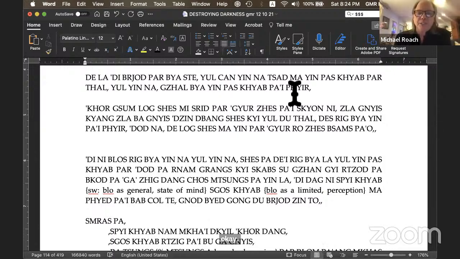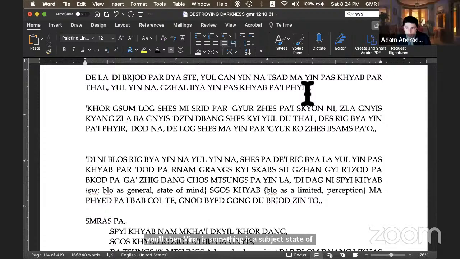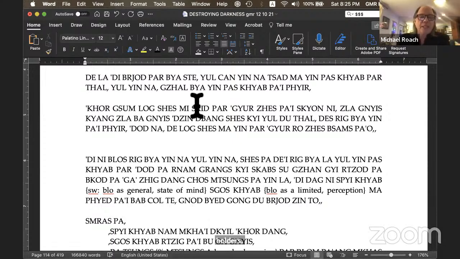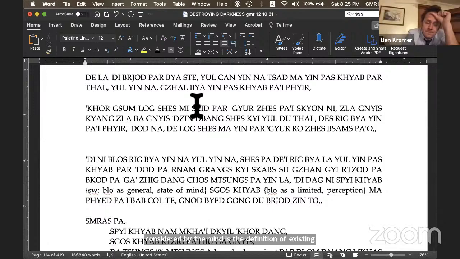If something is a subject state of mind, it must always be an accurate perception. Yeah, accurate. All subject states of mind, which in Tibetan and Sanskrit are called object holders, must be accurate. Why? Because if something is an object of the mind, it's under consideration by the mind. And we all agree that that thing which is considered by the mind is the definition of existing thing.